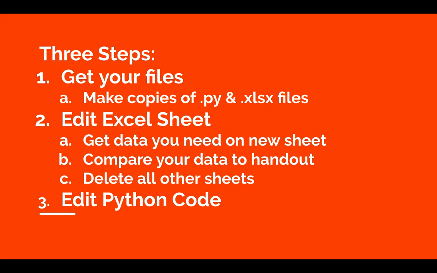Number 1, you've got to get your files, and you've got to make copies of the .py and .xls file that you want to use. I'll show you how to do that. Number 2, you're going to edit the Excel sheet by doing these 3 steps, and lastly, you're going to edit the Python code. So let's go ahead and start with step 1, getting your files.